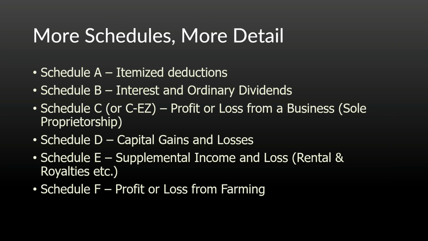And here you can see that the schedules continue. Now that we've gone through our 1, 2, 3s, it's time for the ABCs. So we have A for things that are itemized deductions, B, interest and ordinary dividends, C is for profit or loss from a sole proprietorship type business, D would be for capital gains and losses. Schedule E is commonly rent and royalties. F is for farming.